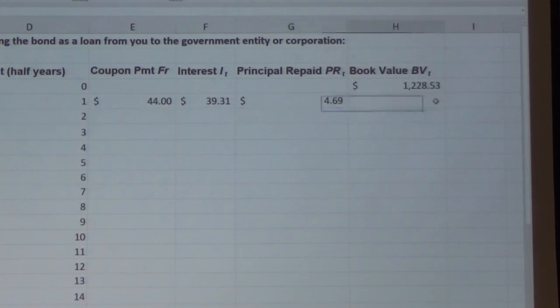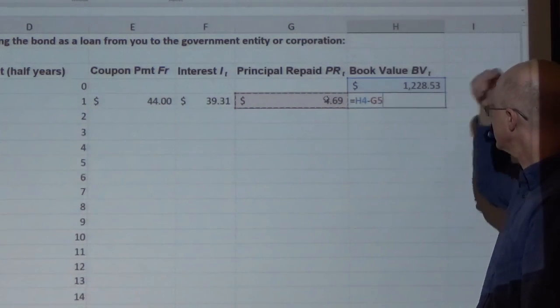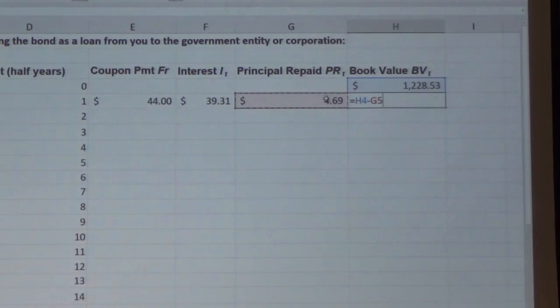So your book value goes down by that amount, and I can type equals H4 minus G5 to find the new book value. It goes down by $4.69. And don't use dollar signs there because you want that to get updated, for example, in the next cell to equals H5 minus G6.